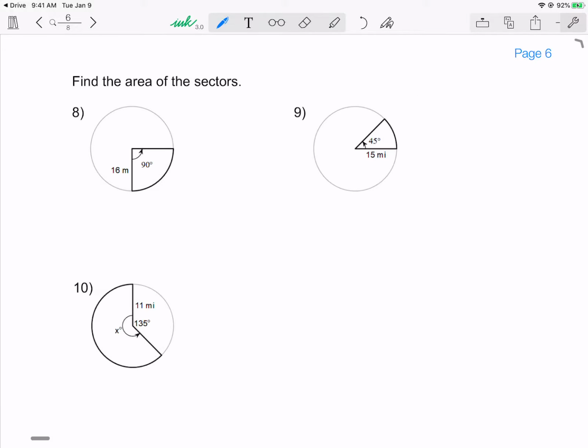So let's just take a quick look at some of these examples. So recall, my equation is the measure of the arc divided by 360 degrees and then times pi r squared. So this first one, I've got a 90-degree measure of my central angle, which is also the measure of the arc. That's a key connection. The measure of a central angle is equal to the measure of the arc. So I'm going to take 90 degrees divided by 360 degrees, and then I'm going to multiply that by pi r squared. In this case, my r is 16.